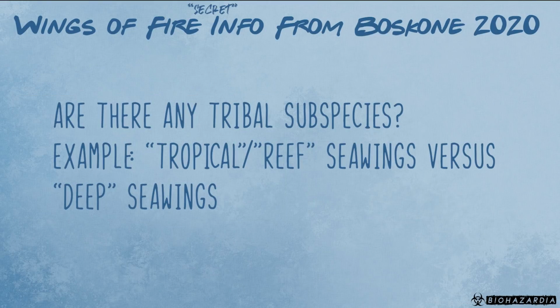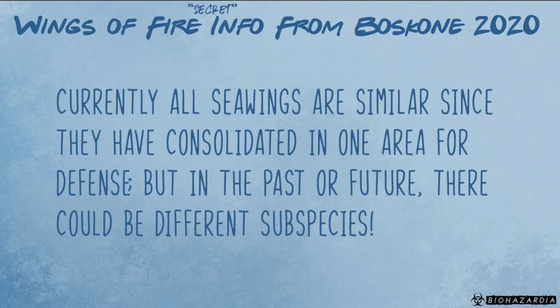Are there any tribal subspecies? In particular with sea wings, can they be different based on the regions of the ocean that they're from? So what TUI said is that in the current canon, sea wings have consolidated together in the ocean due to a defensive strategy. But once upon a time, and in the future, they could totally have had different colors and features based on where they lived.